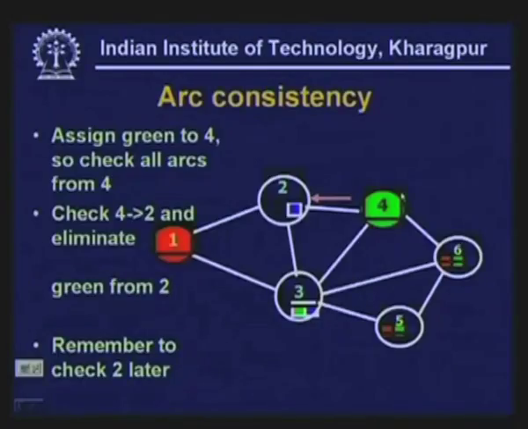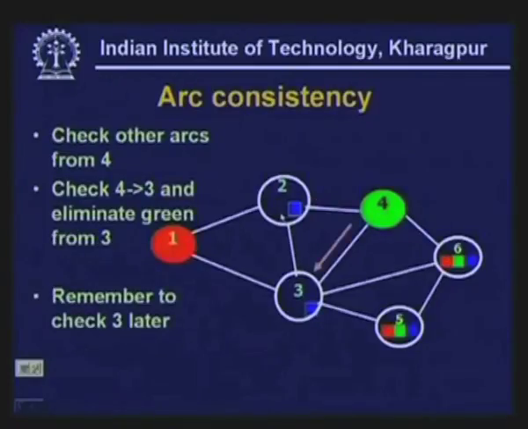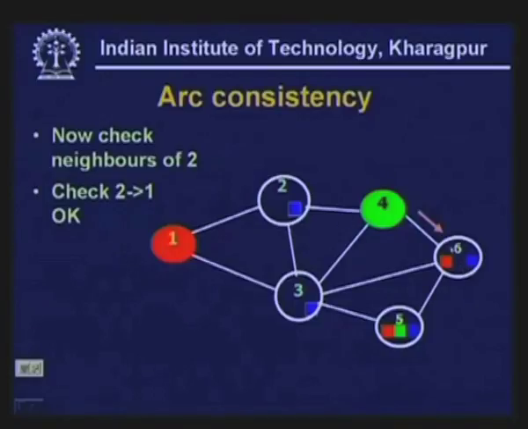But we have to check back later with the variables with which 2 has some constraint. Next, we check the constraint 4 to 3 and eliminate green from the domain of 3. After that, we check the constraint 4 to 6 and eliminate green from the domain of 6. Now, after we have finished checking the neighbors of 4, we go back to those variables whose domains have been changed to check if their current remaining values are consistent with the values of their neighbors.